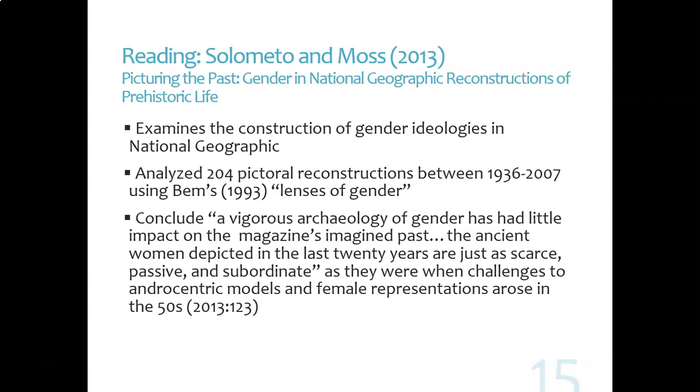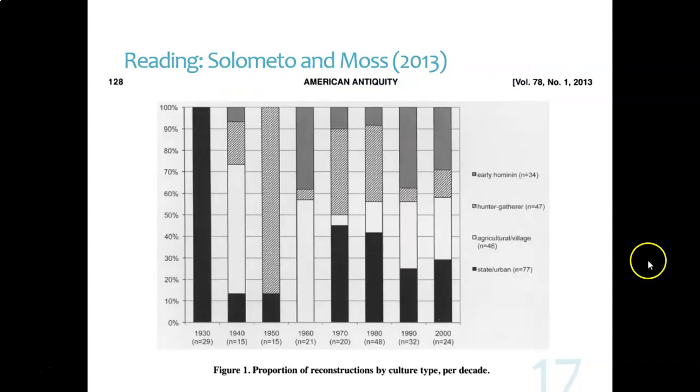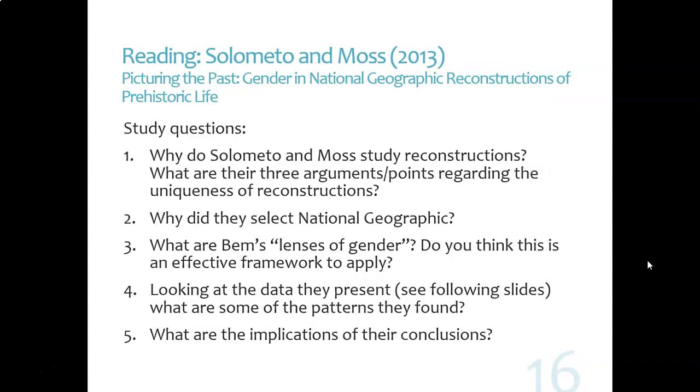Basically, women are depicted very scarcely, very infrequently, as passive and as subordinate. So even though challenges to these representations began as early as the 1950s, and I'm focusing on challenges in the 1970s, even though there's this long history of challenges to androcentric models, the reality is that the pictures used to represent past life are still very highly androcentric. And so the study questions focus on these, right? And also question a little bit about their methodology, not to question it as a negative thing, but just as critique that includes considering all aspects of it, right?